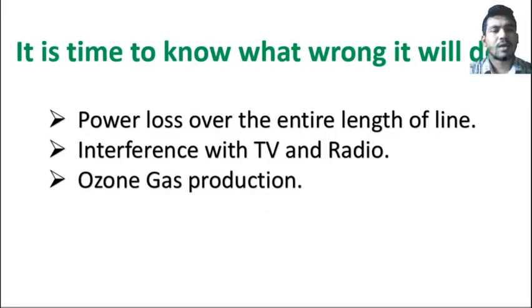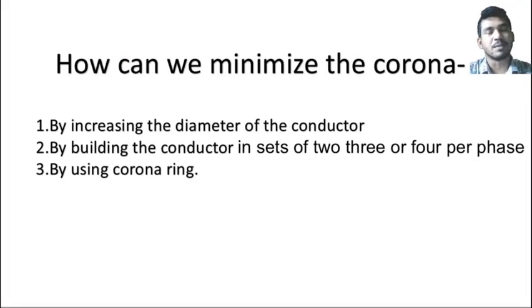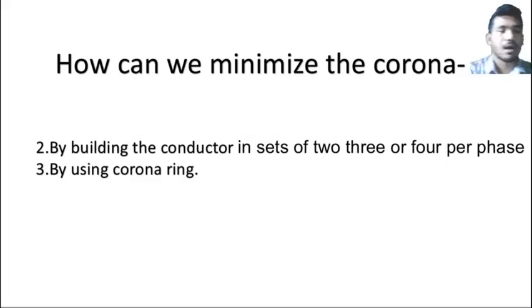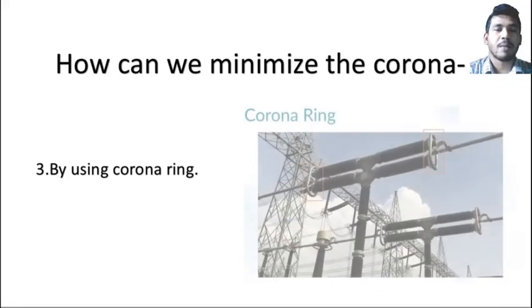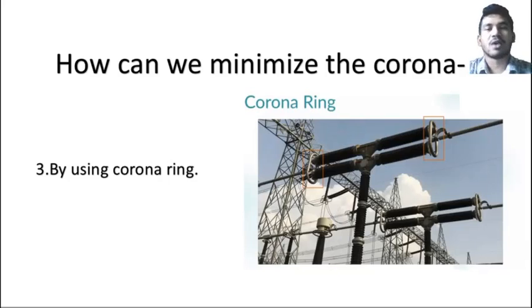Now the next is ozone gas production. Yes, corona also produces ozone gas, which also reduces the life of conductor or insulator. Now we will learn how we can minimize it. Ignoring corona is not a good idea at all. So what to do? We cannot avoid corona 100%, so we have to minimize it. By increasing the diameter of the conductor, we can minimize the corona effect. By bundling the conductor in sets of 2, 3 or 4 per phase. By using the corona ring, we can reduce the corona effect.